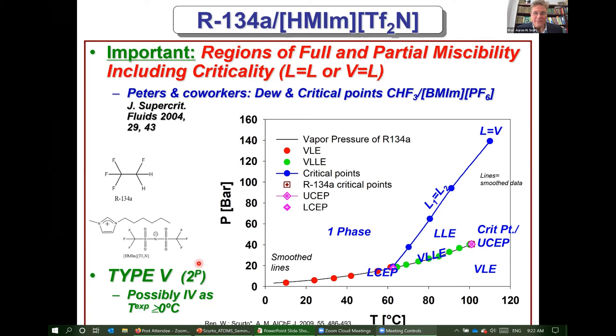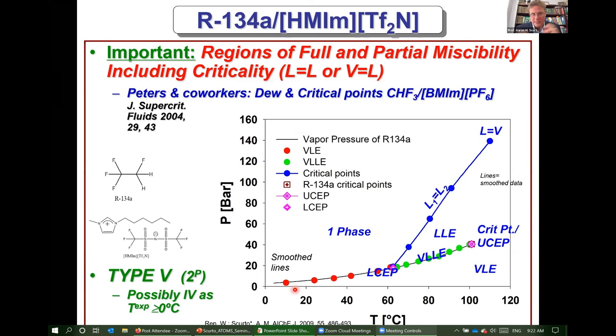Again, we can't find any other upper critical endpoints in this. We've only gone down to 0 degrees Celsius, but at least for now, it looks like this is a type 5 system. We've recently acquired some environmental chambers that can go to minus 40 degrees Celsius, and so we're going to look and double check to make sure that this system is indeed a type 5 system, at least down to minus 40 degrees Celsius.